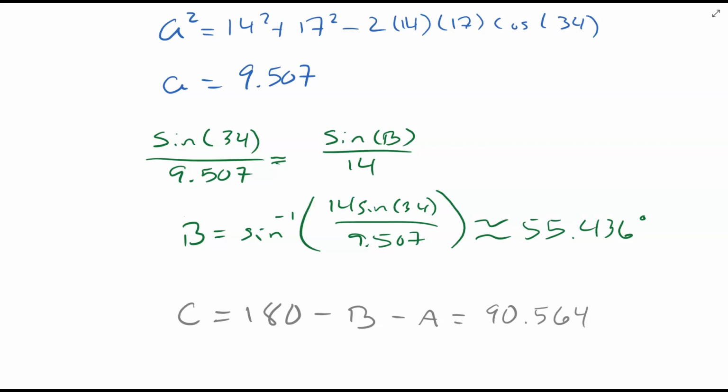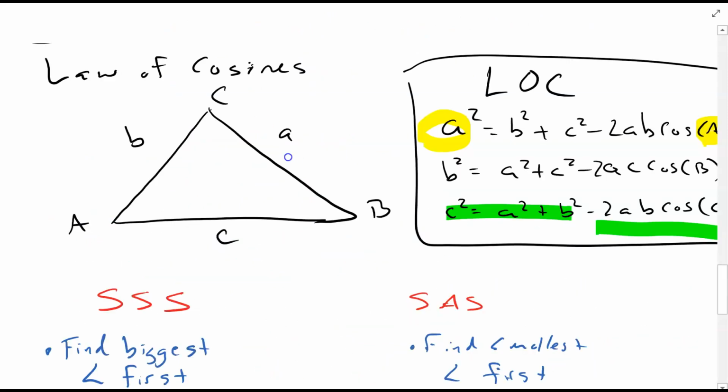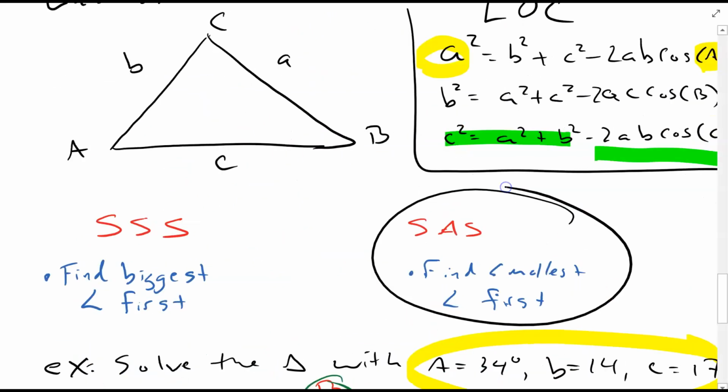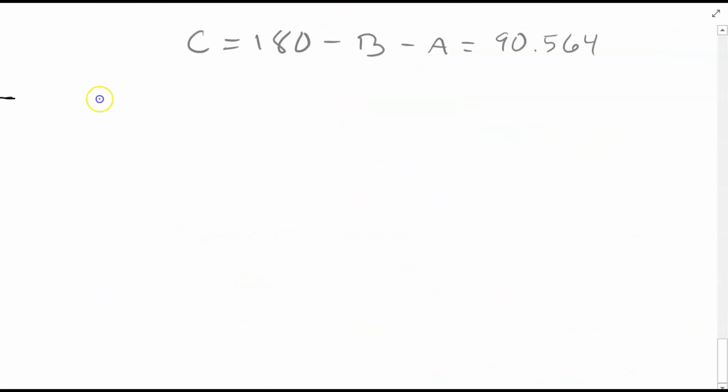Any questions about what we did there? Okay. The only tricky part on this is just remembering to find that smallest angle first when it's time to solve for the angles, right? That doesn't mean the first thing you do is find the smallest angle. You have to find that side first. But when you start finding the angles, you have to be a little bit careful there. Let's do another example.